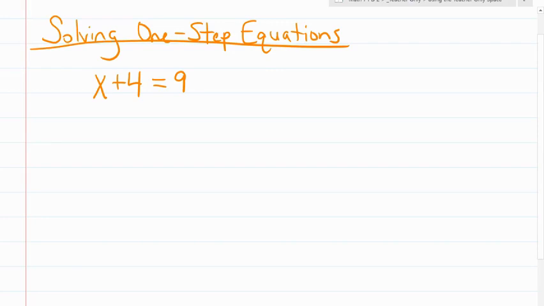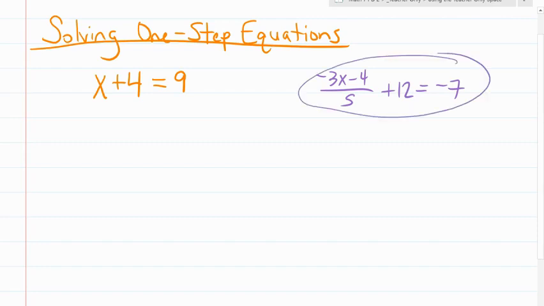But here are the equations that we are heading towards. Equations like negative 3x minus 4 all divided by 5 plus 12 is equal to negative 7, okay? If you can still look at this thing and just say, oh, I know what x is, then you don't need to learn this process. My guess is everybody is going to need to learn this process. I would not know what x is out of that equation.